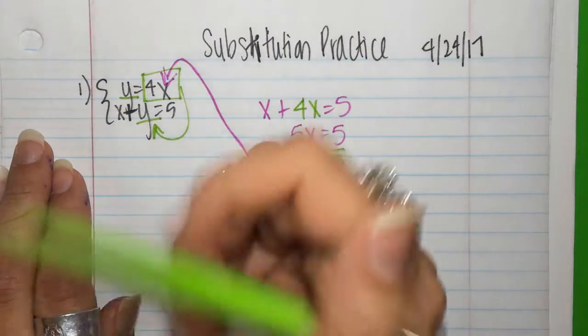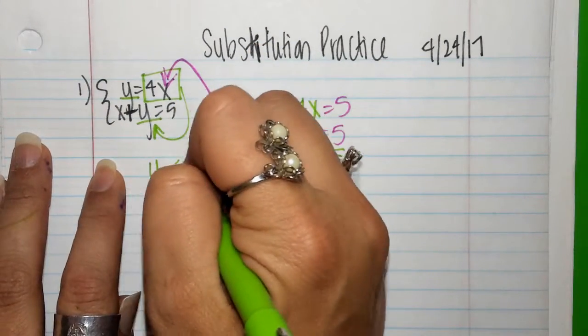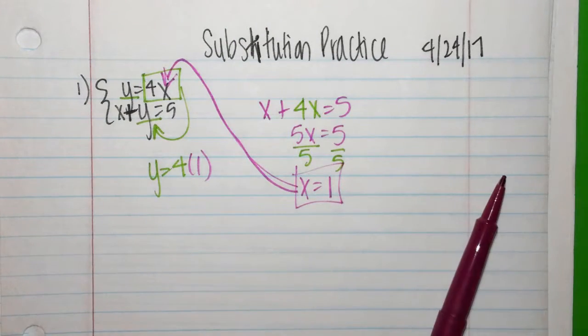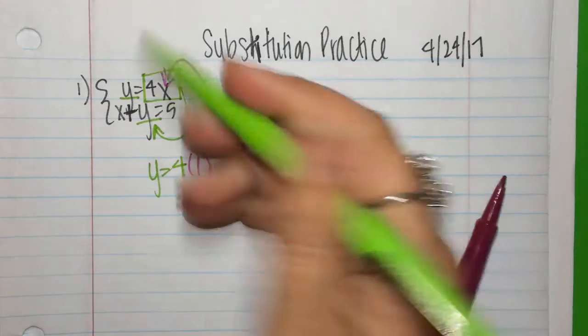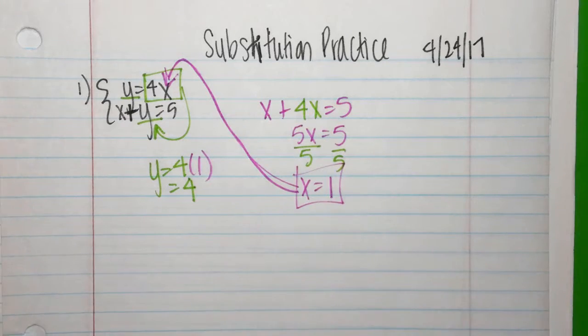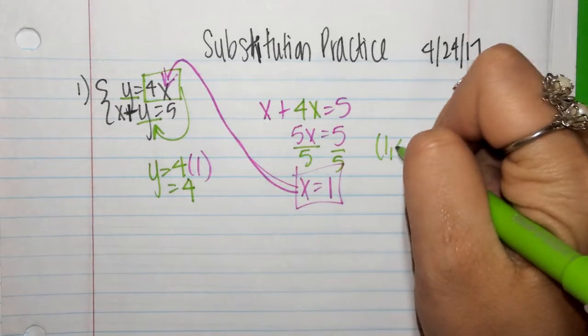So that means that we're going to say y equals 4 times 1. Why am I not adding those together? Because there's parentheses, it's right beside it, and there's no plus sign. Alright, 4 times 1 is 4. So how do we write our coordinate? 1, 4.